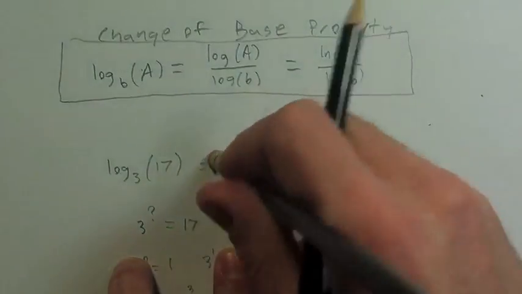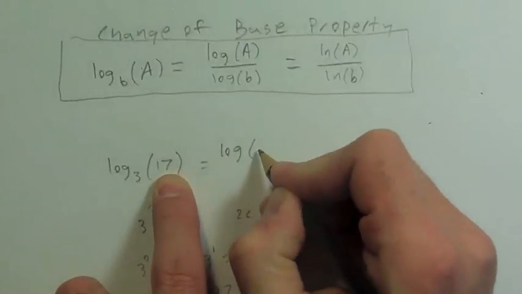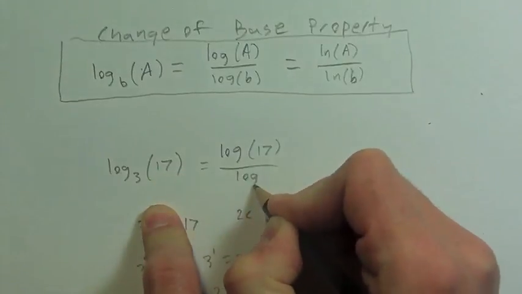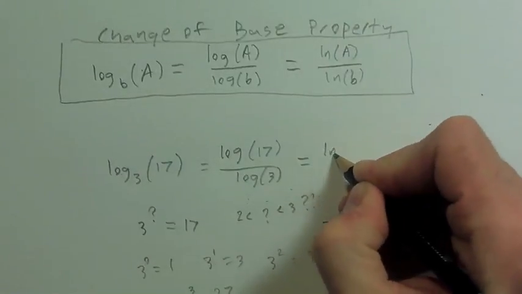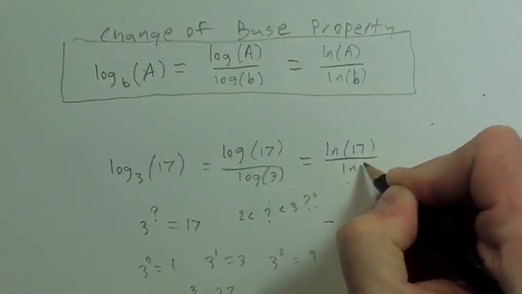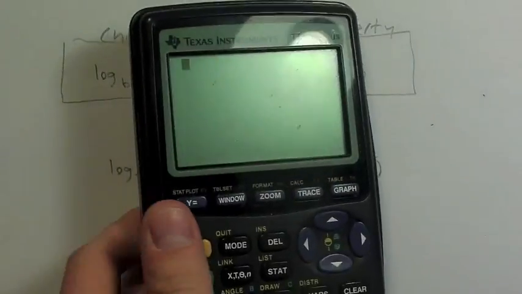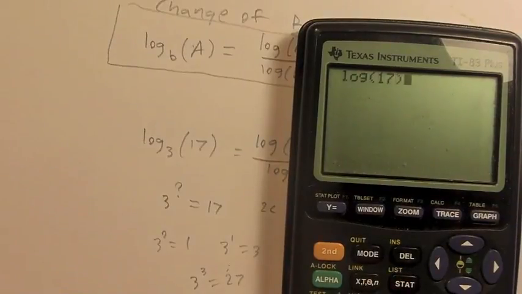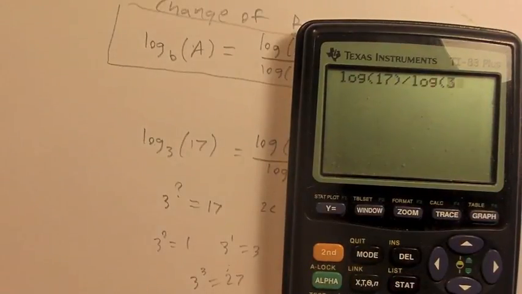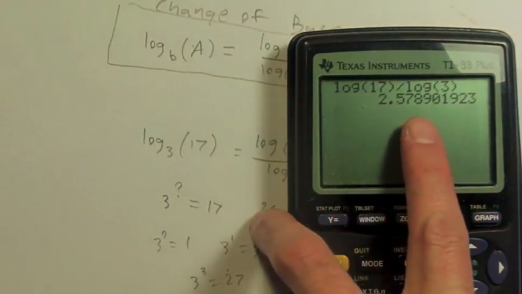By the change of base property, log base 3 of 17 would be log of 17 over log of 3, or we could use natural log, natural log of 17 over natural log of 3. So let's see what that is. If I do log of 17 divided by log of 3, we get 2.5789.